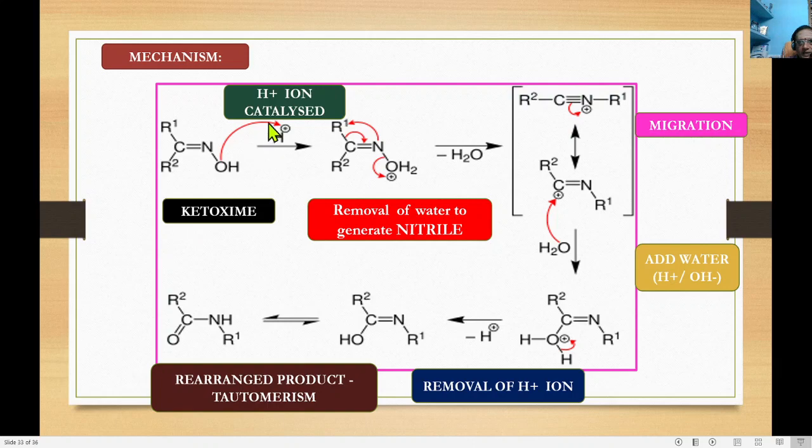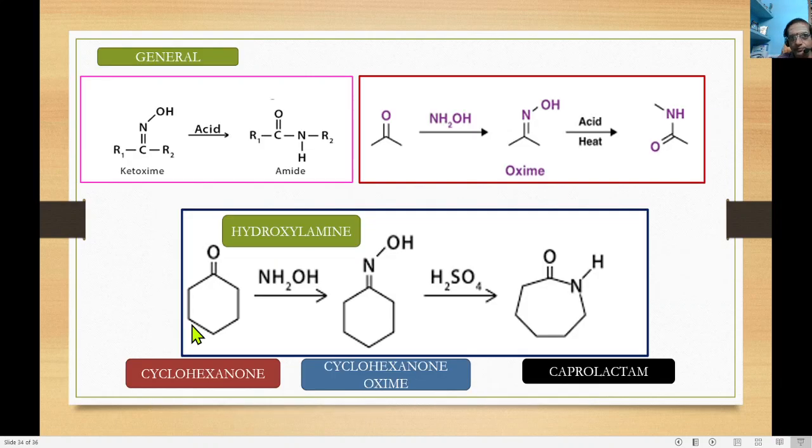Simply, to the ketoxime H plus ion is added. Second stage, removal of water to make a nitrile, and migration takes place to make a carbocation. Addition of water to make C H2O plus, and removal of H plus ion results in the enol converted to the amide. So this is the Beckmann rearrangement mechanism.